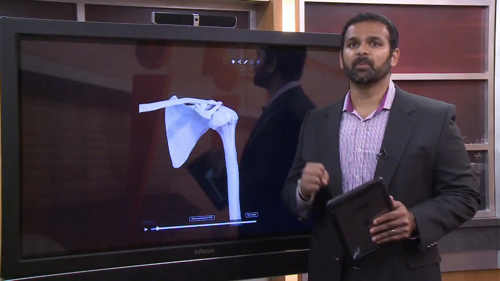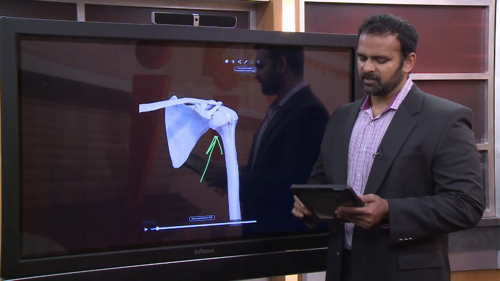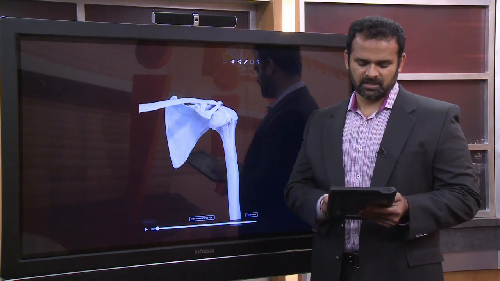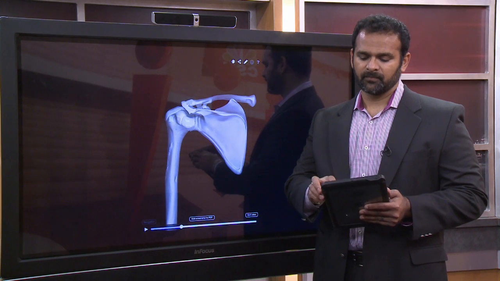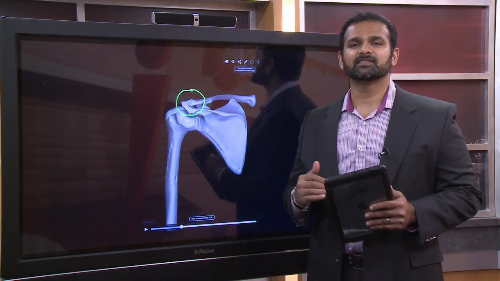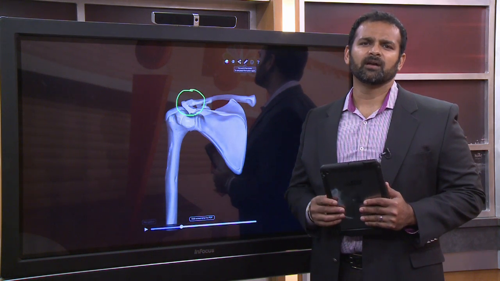Dislocation occurs with the ball and socket joint. We'll describe that here. And so if that moves out of the joint, that's a dislocation. A separation occurs between the collarbone and the shoulder blade. And we'll draw that joint here, and that's the joint on top of your shoulder. So if that's disrupted, we have an injury there, and there's a few different types of injuries that can occur there.